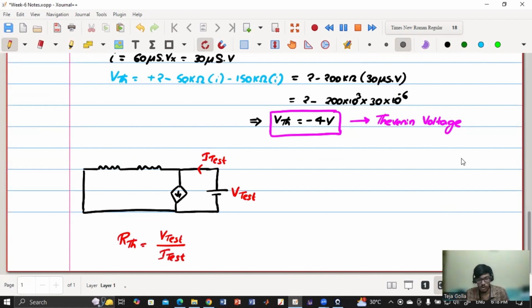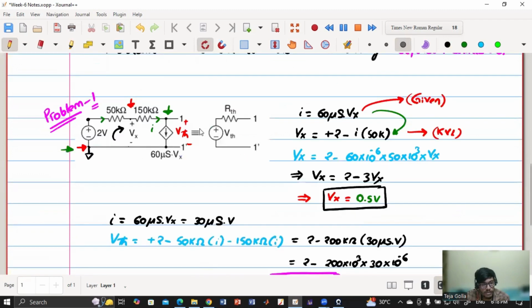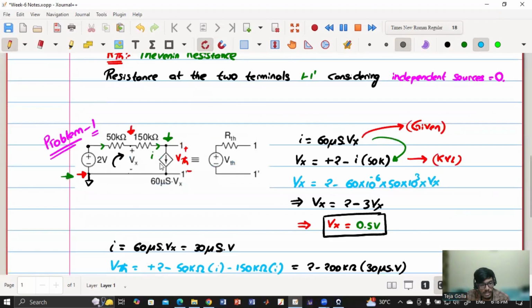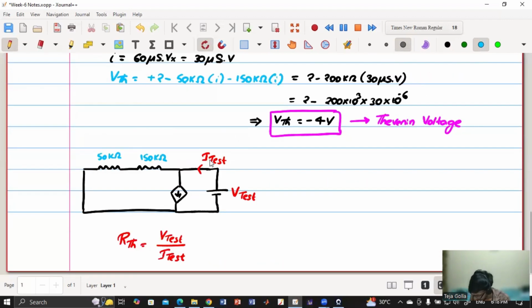Okay, so that's what we are going to do. Everything remains the same, 50K, 150K. So this is 50 kilo ohm and this is 150 kilo ohm. And this is plus minus Vx and 60 microsiemens Vx.